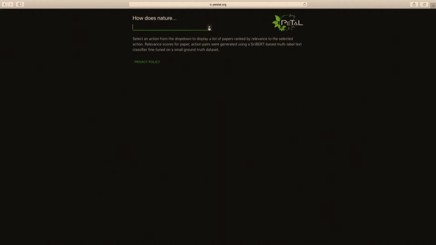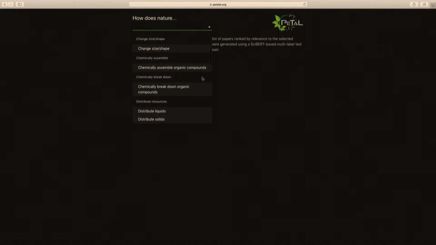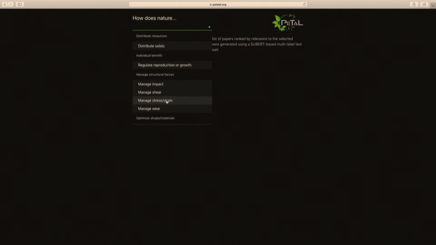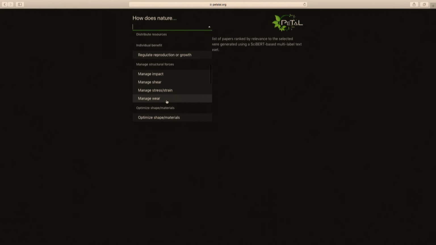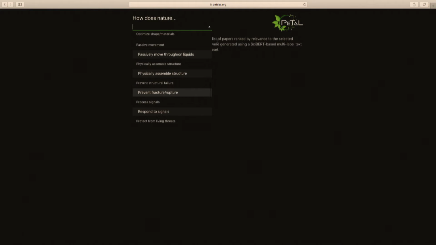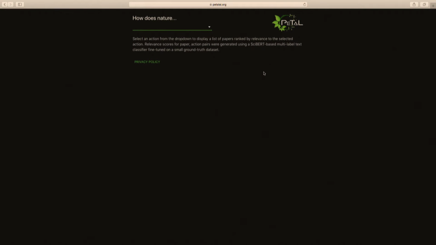We do have a fair number of things in here, category-wise. How does nature manage stress and strain? So different engineering-related problems, optimizing shape. So yeah, we really want people to start taking a look at this and providing us feedback. We'll have a slide on that coming up. So with that, I think we're going to turn it over now to Herb Schilling, who's going to talk to us a little more about how we're getting more data for our machine learning model.